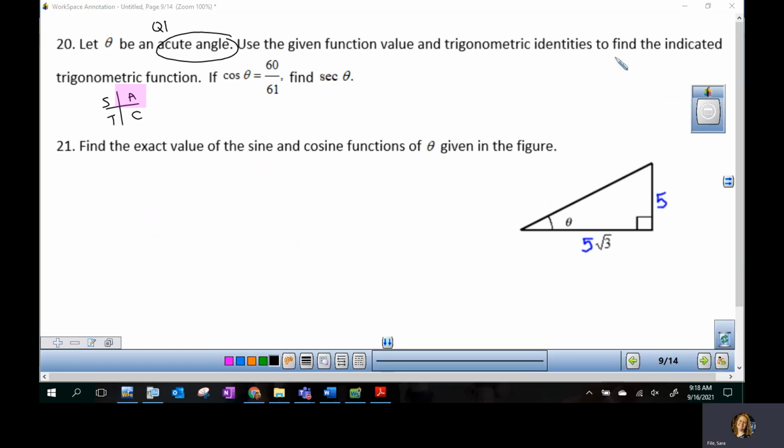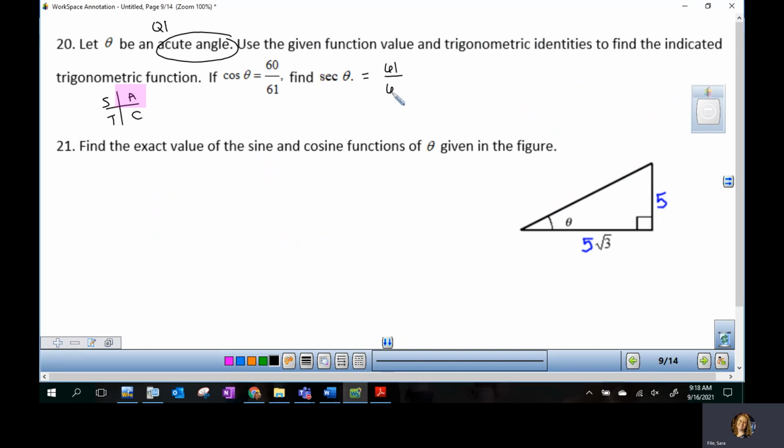Now they're asking, given cosine, find secant. Well, hello. What are those two's relationship? Not opposite. They're flipped. They are the reciprocal functions. We didn't even have to get through all that. It's literally just the reciprocal. So what is it?